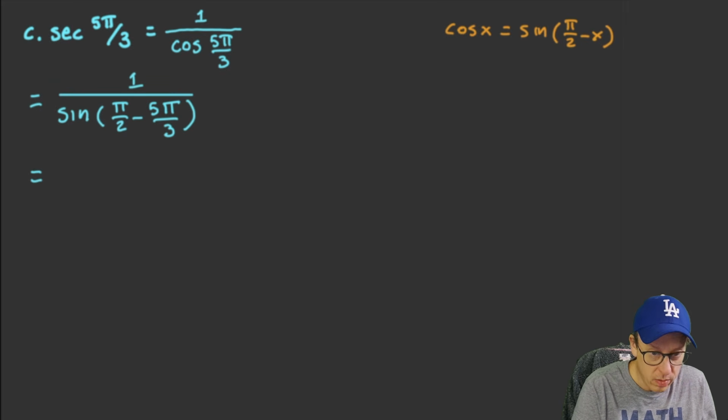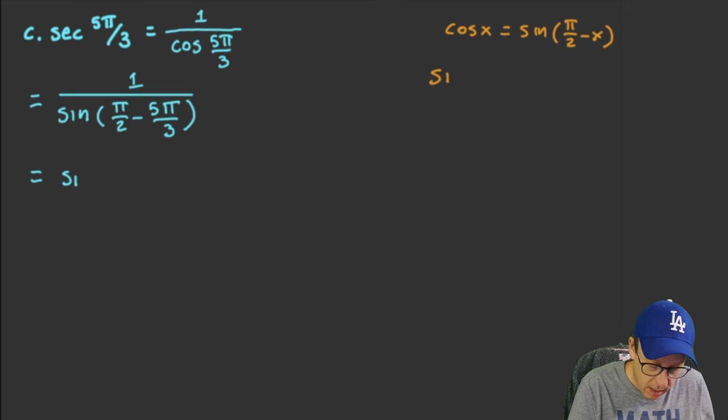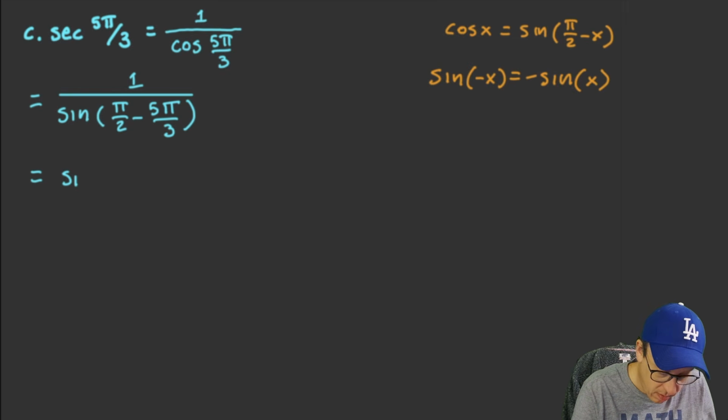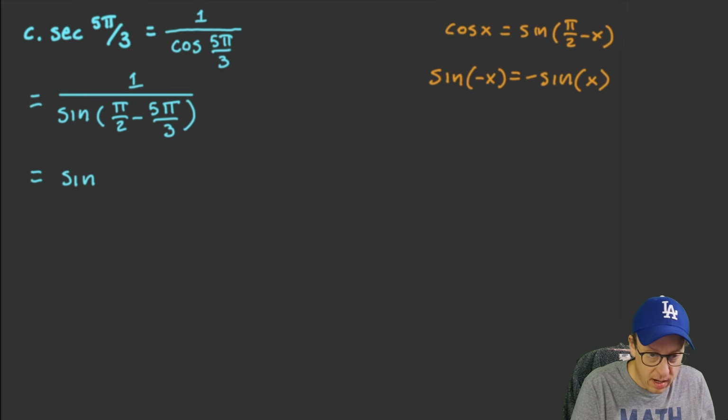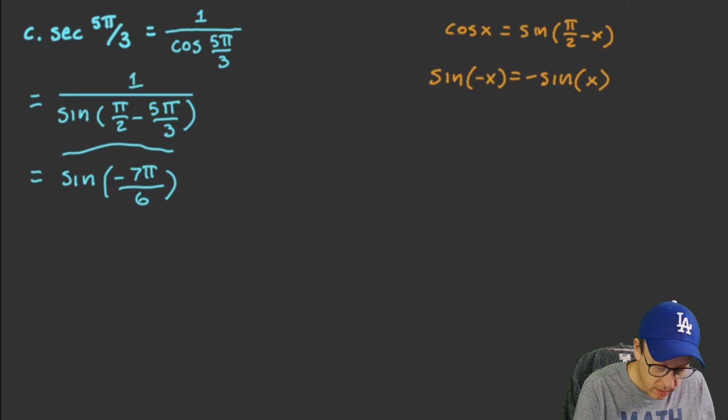And this is going to be equal to, well, here's another rule. The sine of a negative x is equal to negative sine of that x value. It's not really that complicated of a rule. So this is going to be the sine of negative 7 pi over 6 over 1. Whoops.